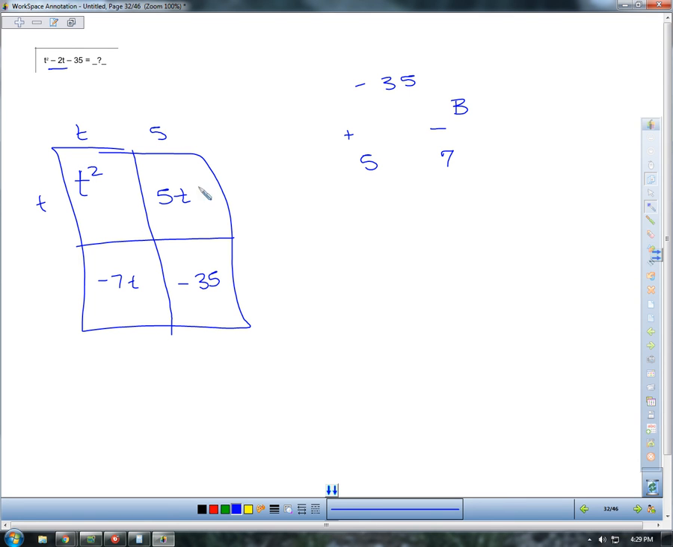5t divided by t is 5. Negative 7t divided by t is negative 7. So t plus 5 times t minus 7 are our factors.